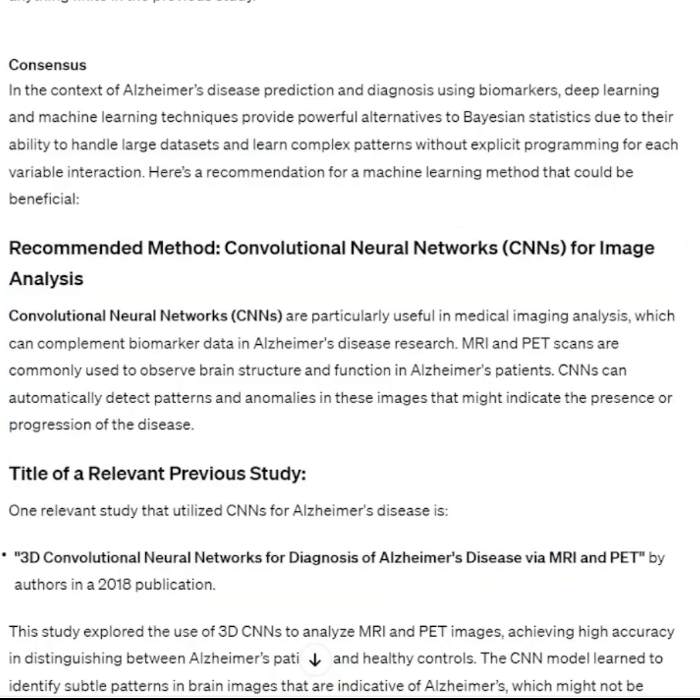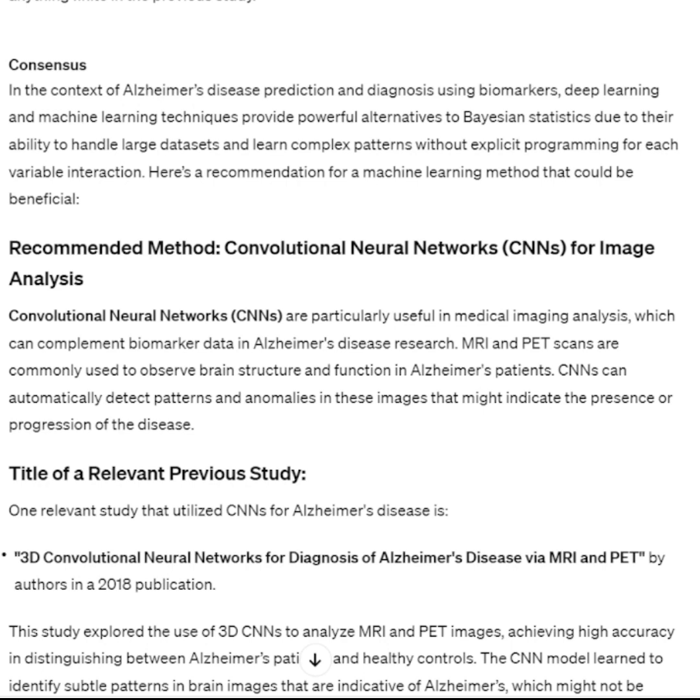In the context of Alzheimer's disease prediction and diagnosis using biomarkers, deep learning and machine learning techniques provide powerful alternatives to Bayesian statistics due to their ability to handle large data sets and learn complex patterns without explicit programming for each variable interaction. Here's a recommendation for a machine learning method that could be beneficial.